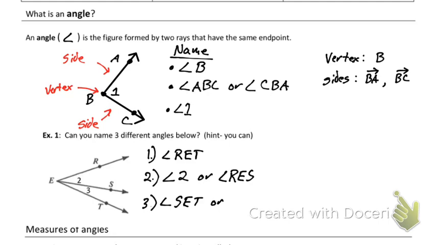Or you could have labeled it angle 3 because there is a number there. Yes? What about on the outside? Does that count? Like R-E-T? So in geometry, it's not going to go in both directions. Oh, RET is the exact same angle as TER.